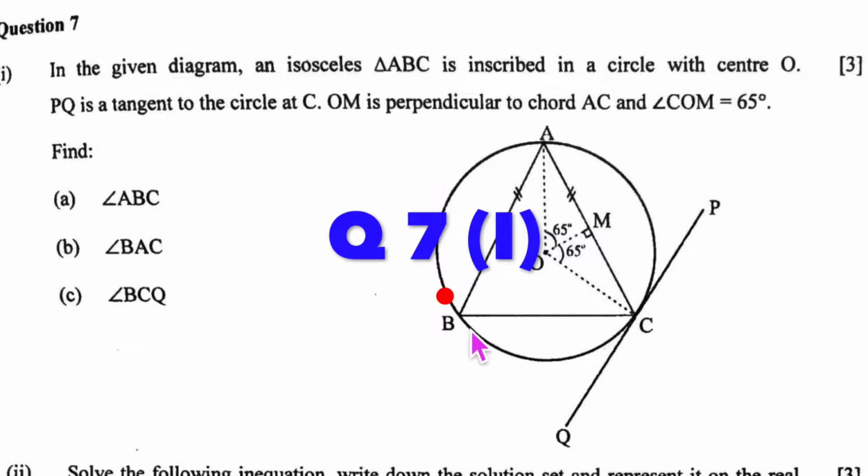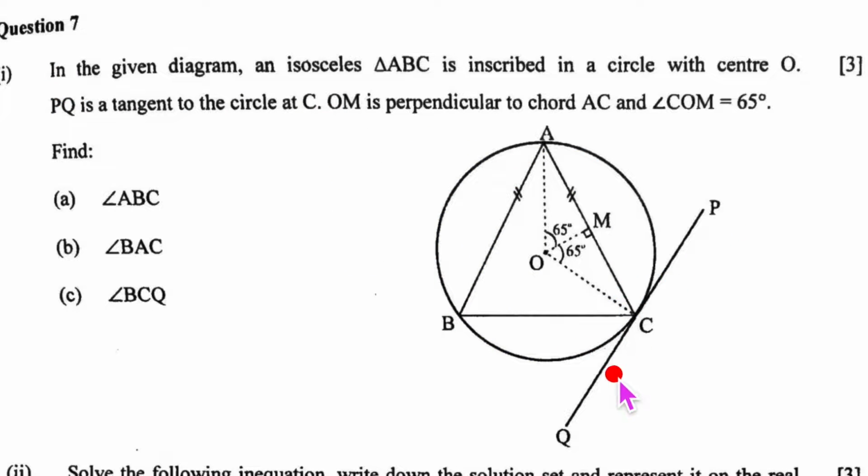7, first part, again is a diagram based question. It's a circles chapter. We have been given that triangle ABC is isosceles and PQ is the tangent here to the circle at C, and OM is perpendicular to AC, and angle COM is 65 and so is AOM. They asked us to find angle ABC, then BAC, and BCQ.